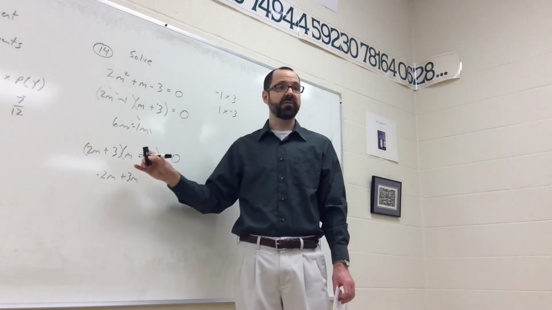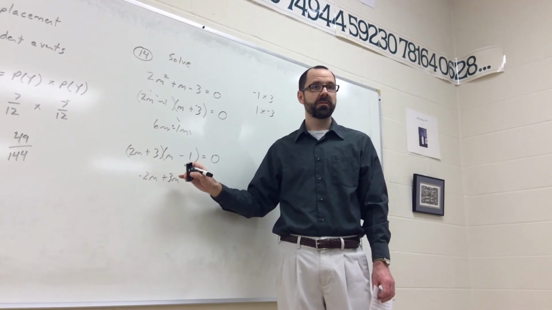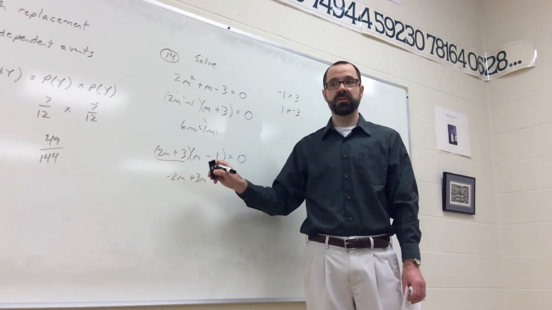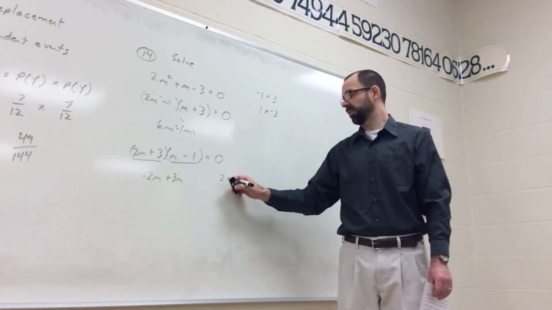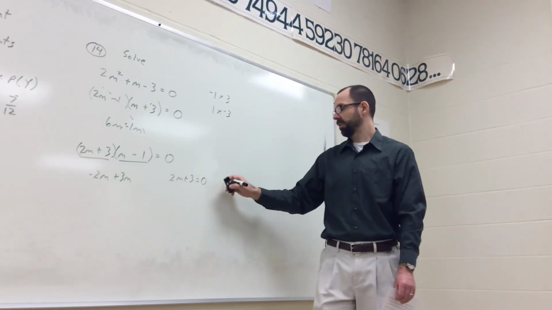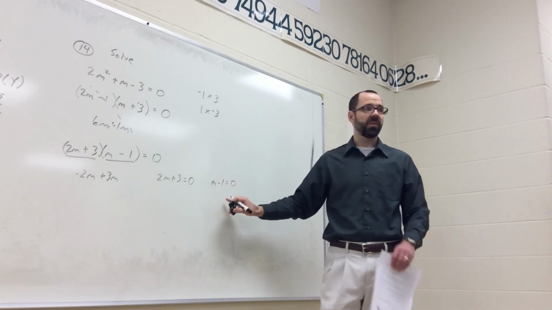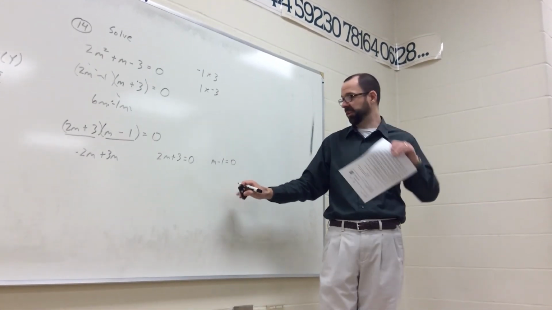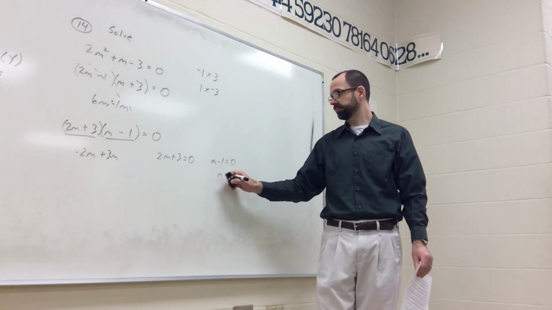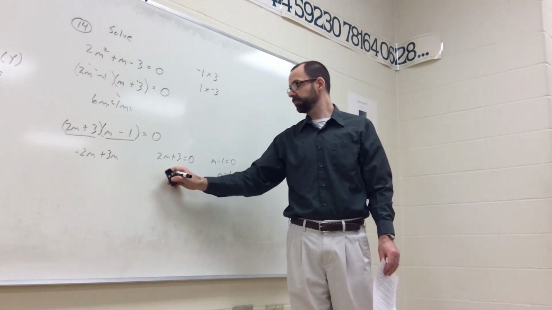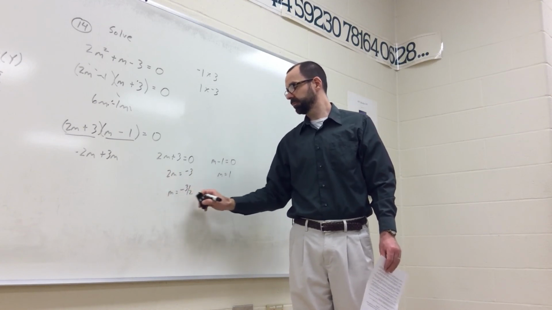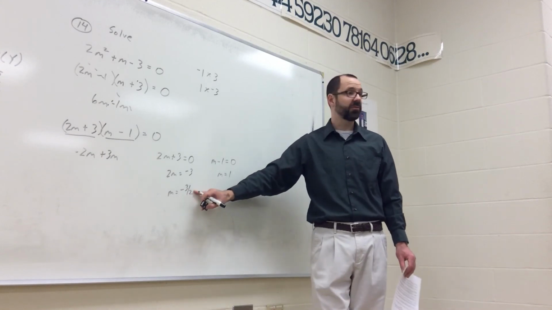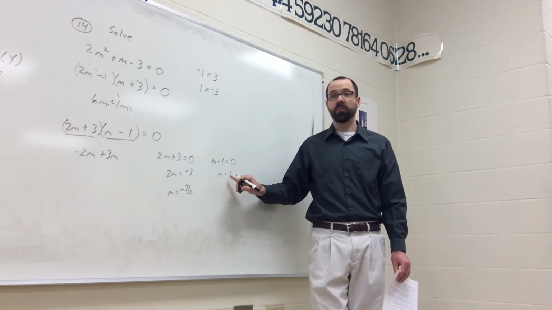All right, then what do you do once you have it factored? You set this parenthesis equal to 0, and then separately this parenthesis equal to 0. So you write 2m plus 3 equals 0, and m minus 1 equals 0. And you solve both of those. So when you get done, you get -3 halves for one of your answers, and 1 for your other answer.